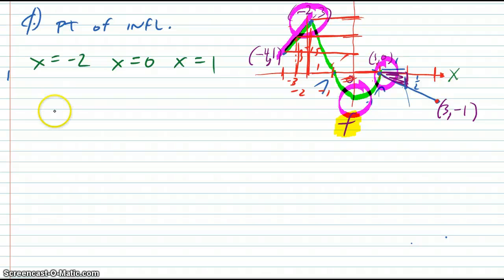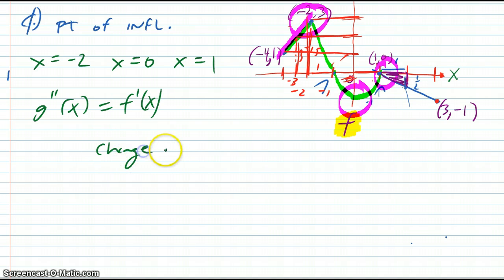Why do we like these? Because points of inflection are found in the second derivative, g double prime of x, which is f prime, and what we have at those points is a change in sign in g double prime of x. So that's what we want to look for. And that's the explanation that they're accepting for part D. And that's it for that.